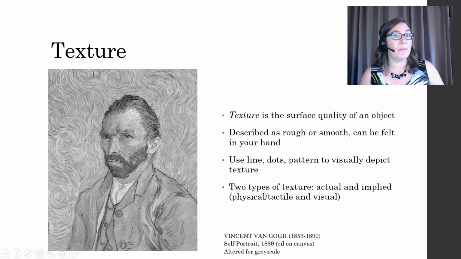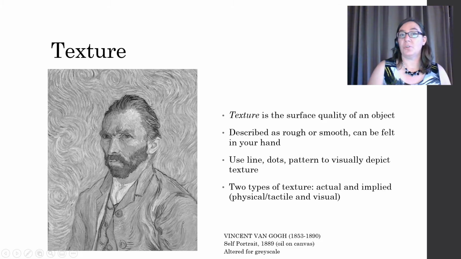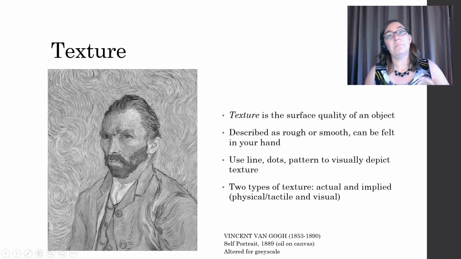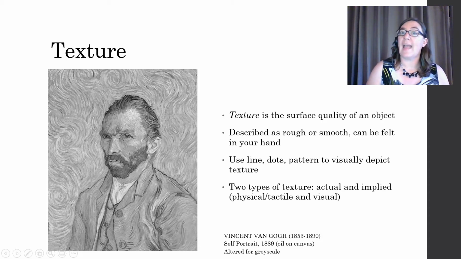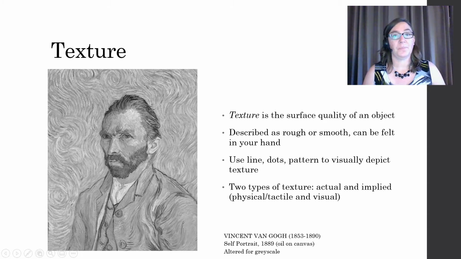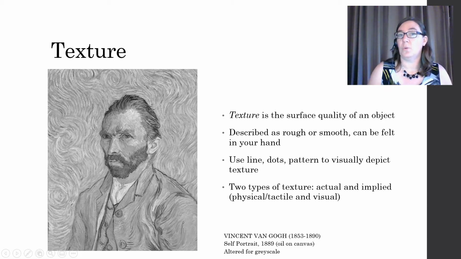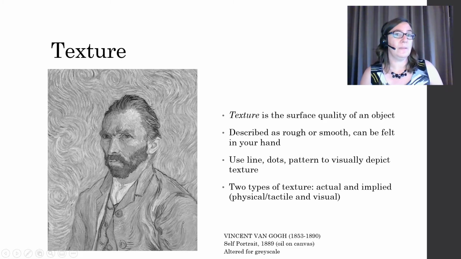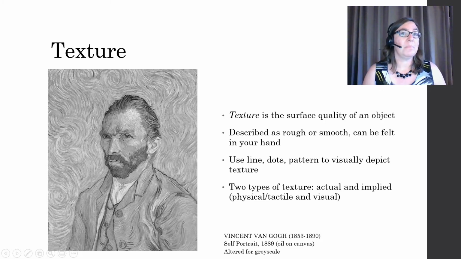There are two types of texture in art: actual texture and implied texture, also called physical or tactile texture, and visual texture. Pause this video for a second and take a look at Van Gogh here and see if you can identify an instance of actual texture in this scene. And then see where in this image is an instance of implied texture.